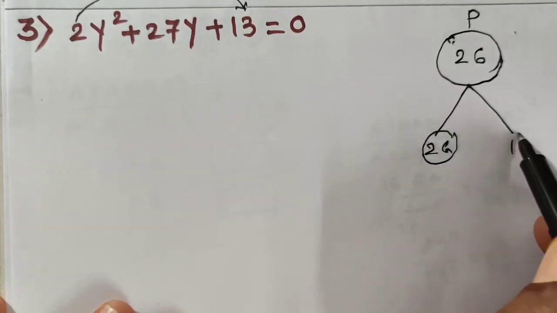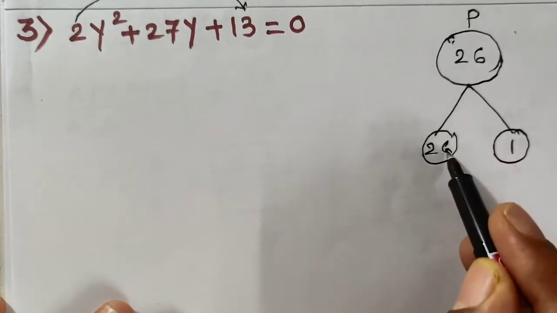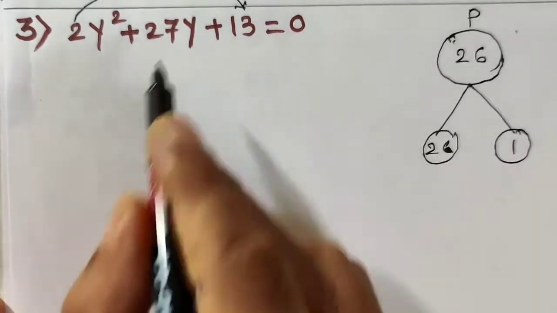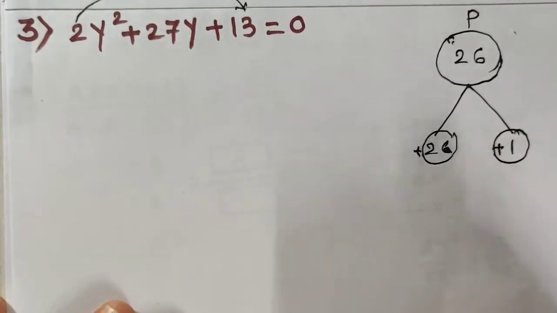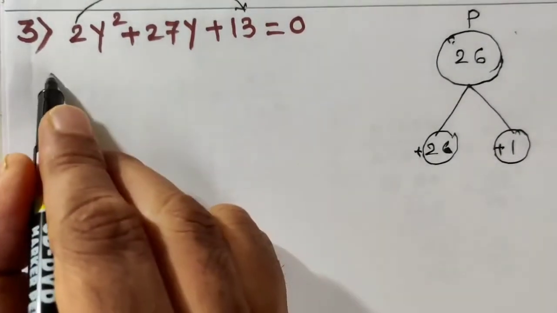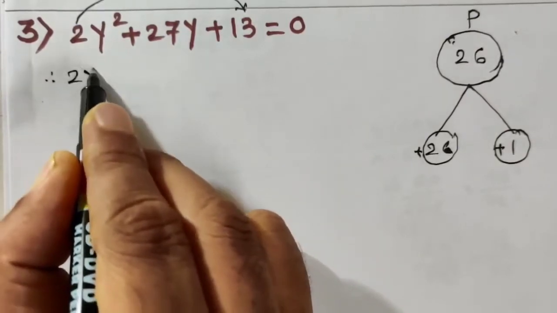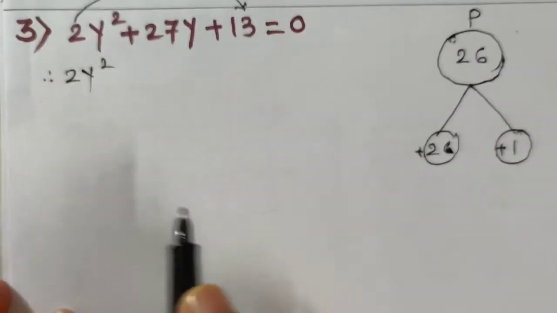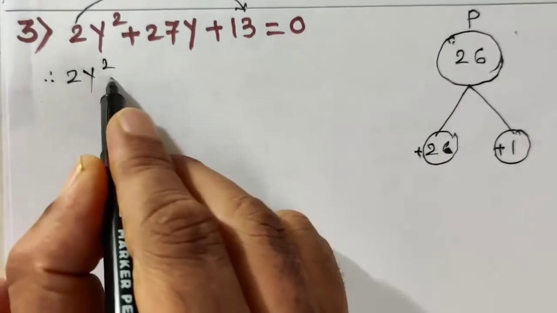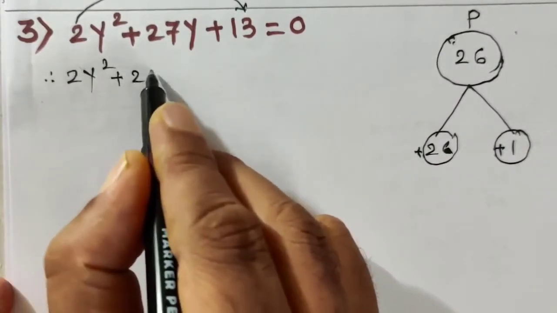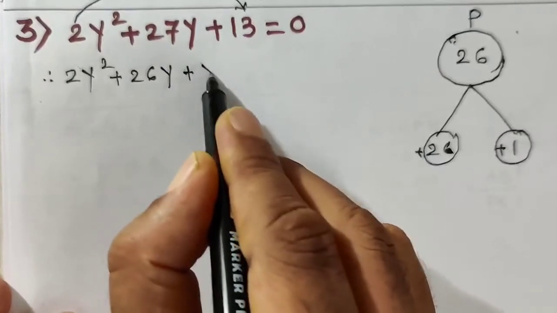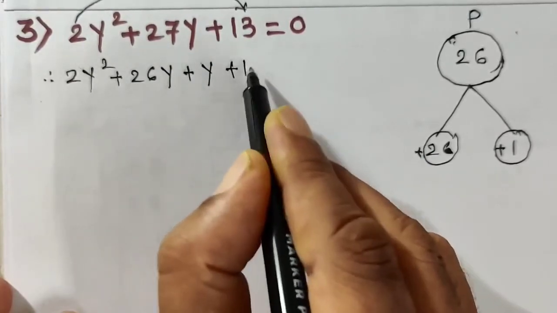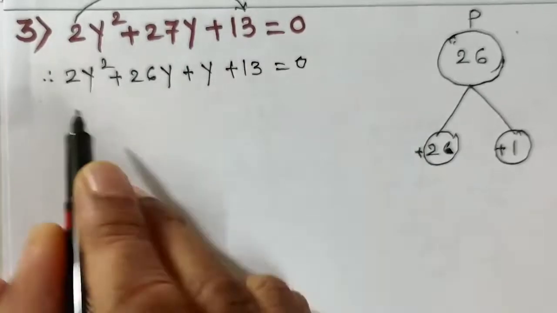26 into 1 we get 26, and 26 plus 1 is equal to 27. Middle term positive, therefore both are positive. Now write the first term as it is, last term as it is. Now split up the middle term: 27y can be written as 26y plus 1y, that means y, plus 13 is equal to 0.